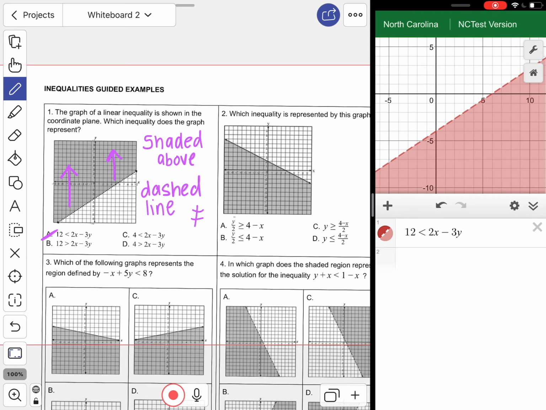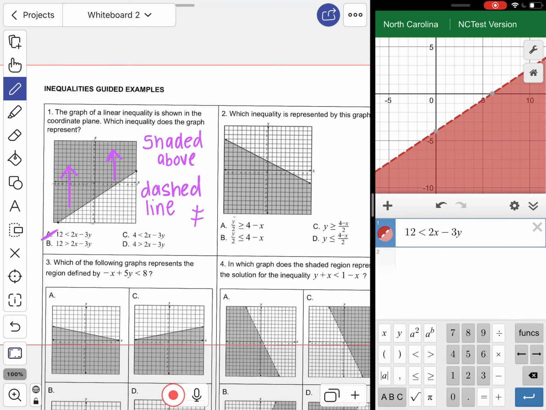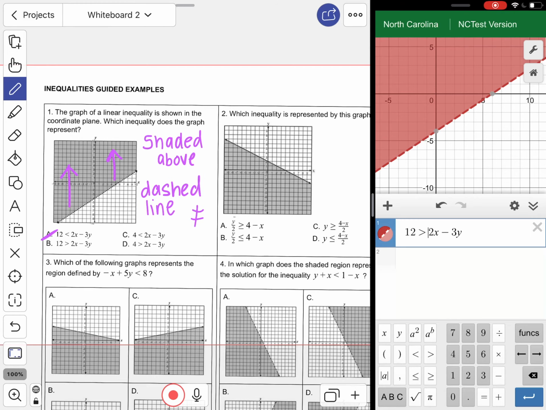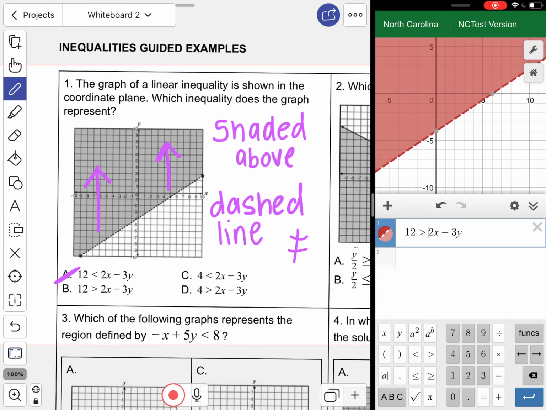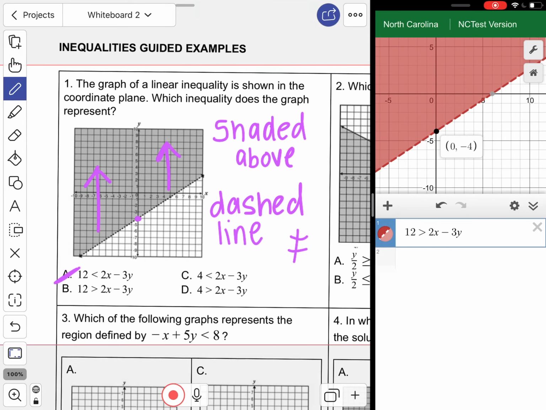Okay, so for B, it's basically the same setup, except this time we have greater than. And this time I do have a dashed line and it's shaded above. So now I need to check a few more things to make sure this is correct. I have a y-intercept at -4, which I can see, and an x-intercept at 6, and that is also true. So once you figure out the shading and the type of line, always check the y-intercept and maybe the slope to make sure those are the correct values. So the correct answer here would be B.